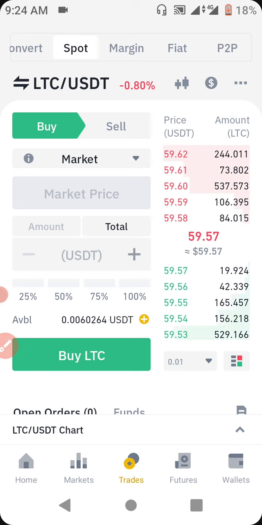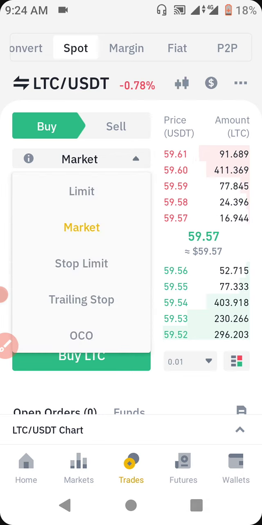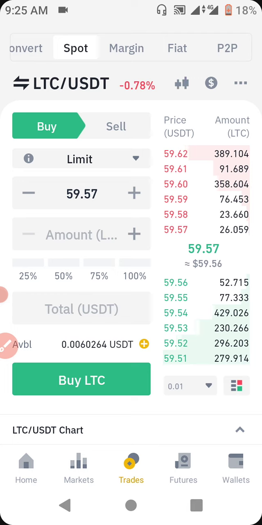Yes, buying with the market will give you an instant trade. That's if you really need the LTC now and you just want to send it to someone, or you have USDT and you want to convert it to LTC. You buy instantly with your market price. So that's instant, but the best is limit.